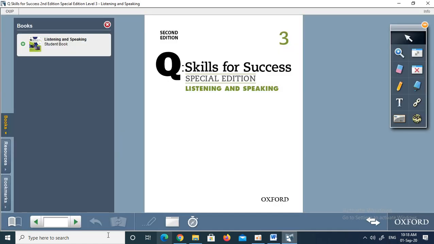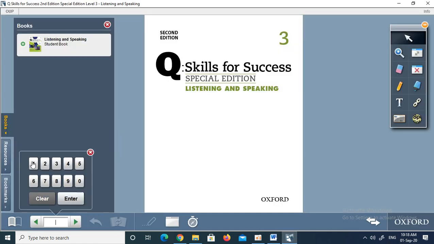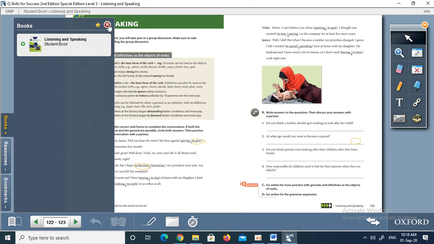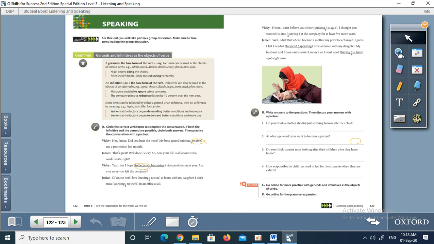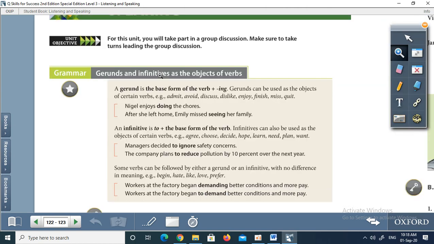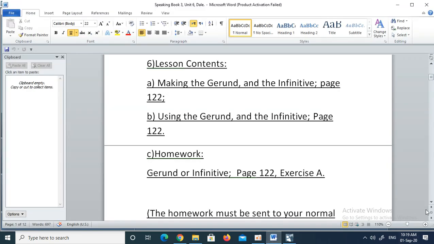Alright, so in your books I need you all to turn to page 122. And the section that we are looking at should look like that: gerunds and infinitives as the objects of verbs. So please all pause your video and make sure you have turned to that page in the book, and then unpause the video again. Alright.